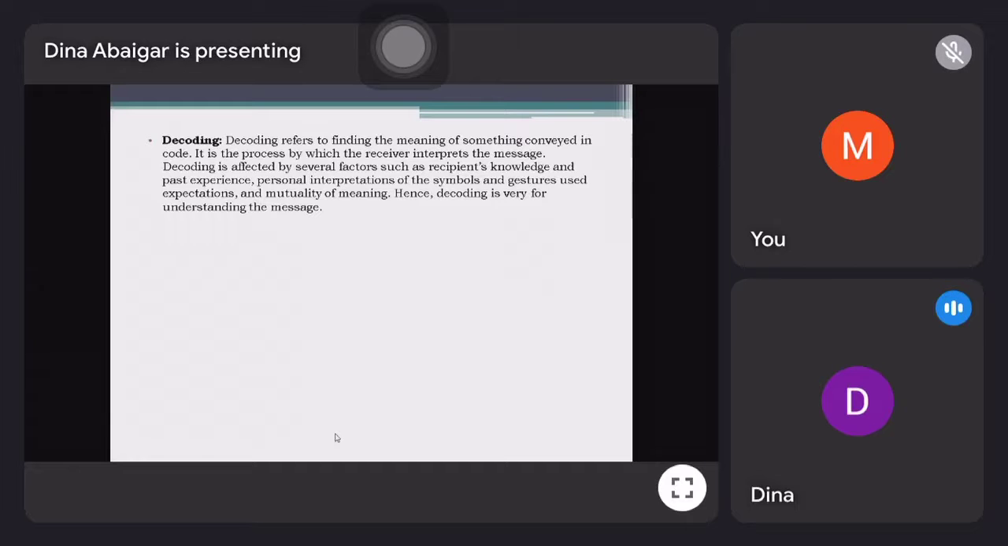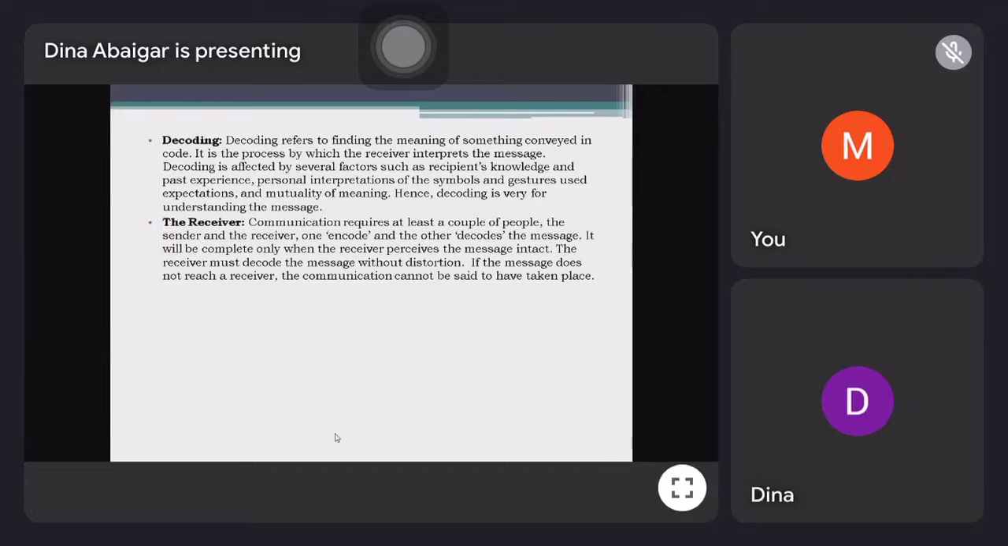The receiver. Communication requires at least a couple of people, the sender and the receiver. One encodes and the other decodes the message. It will be complete only when the receiver perceives the message intact. The receiver must decode the message without distortion. If the message does not reach a receiver, the communication cannot be said to have taken place.